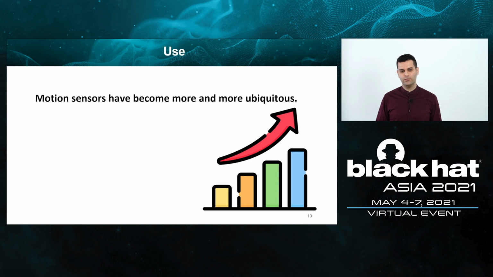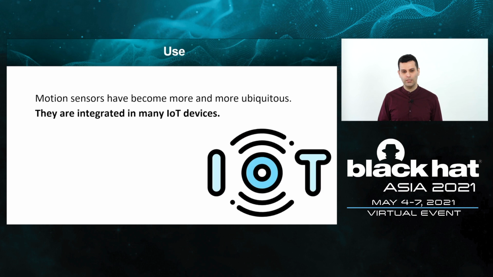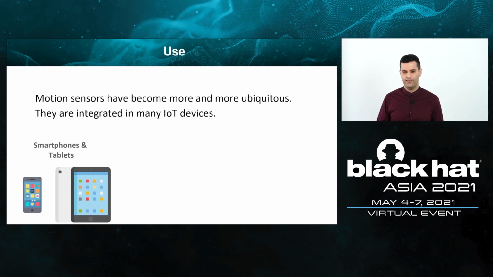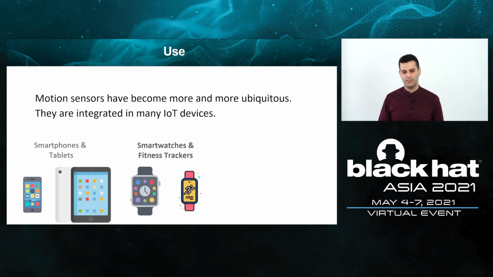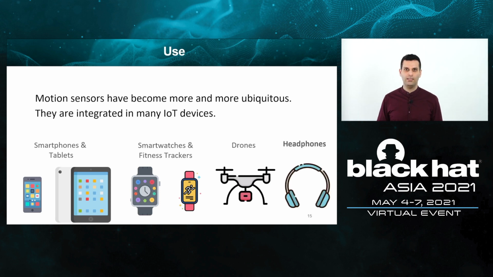As a result, motion sensors have become more and more ubiquitous in the last few years, ever since they were integrated into the iPhone. They are now integrated in many IoT devices, and this includes smartphones and tablets, smartwatches, fitness trackers, drones, and even some headphones, and in many other IoT devices.